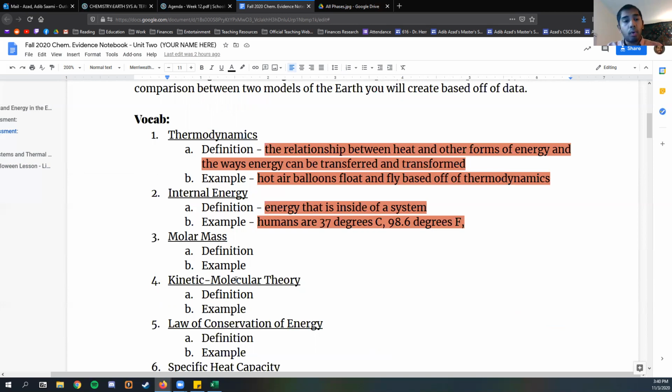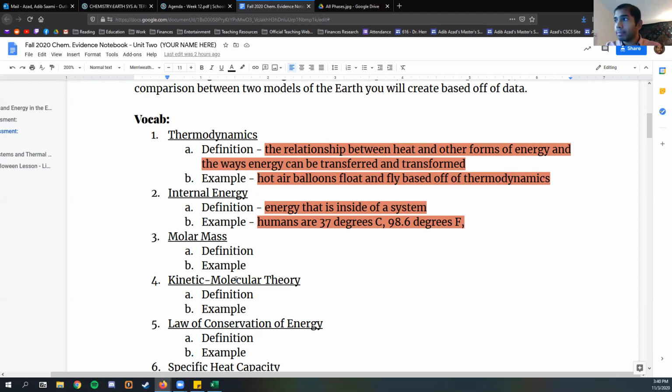How does heat move around? How does it transform and transfer from different types of energy? And so that's what this is. This is the relationship between heat and other forms of energy and the ways that energy can be transferred or transformed. If we're talking about the movement of heat, an example of that can be found in hot air balloons, right? If you've ever seen a hot air balloon, it has a little flame at the very bottom of the balloon, and that flame heats up the air. The hot air rises, cold air sinks, and that's thermodynamics.